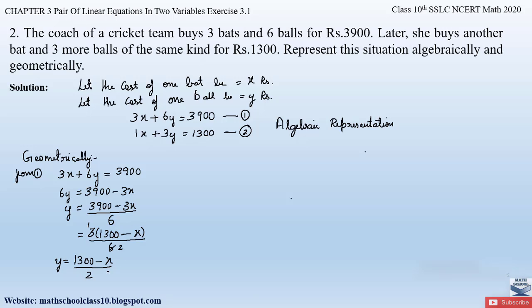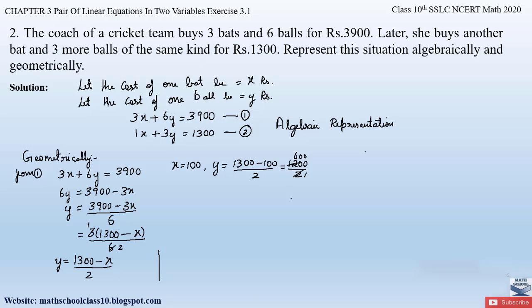Now let us find the value of y by substituting the value of x. If we take x equal to 0, then we get 1,300 by 2, and that will be a decimal number. Since 1,300 is not divisible by 2 evenly here, we will consider the x value to be 100. Let us substitute x equal to 100. So we get y equal to 1,300 minus 100 divided by 2. What is 1,300 minus 100? It is 1,200 by 2. 2 6s are 12, so the y value will be equal to 600.